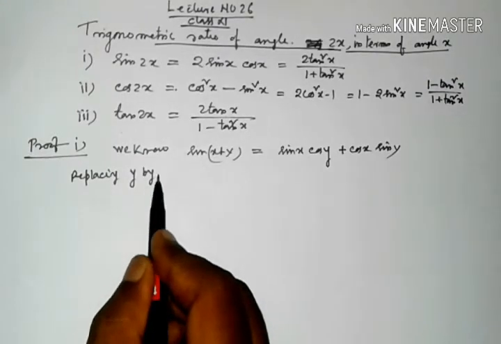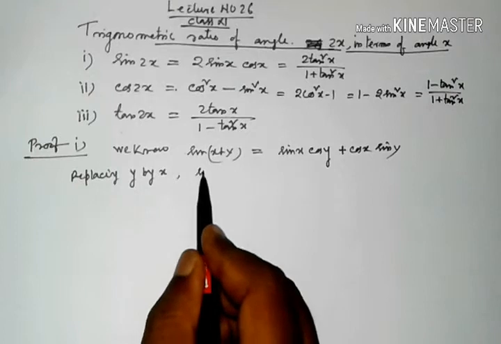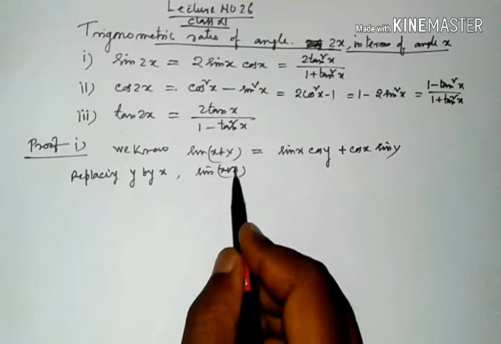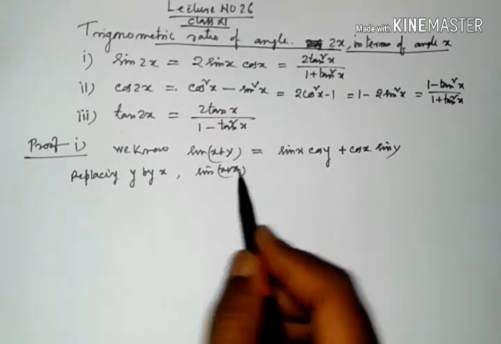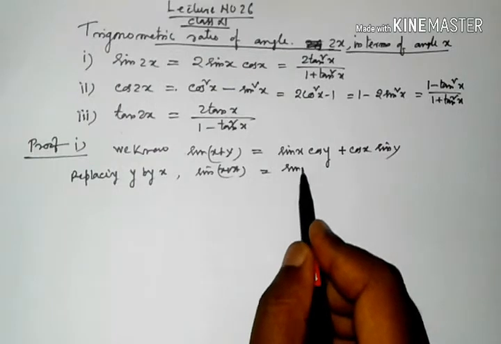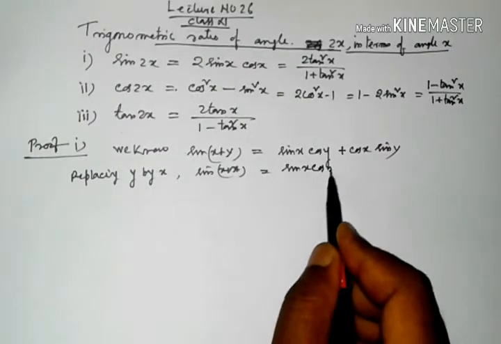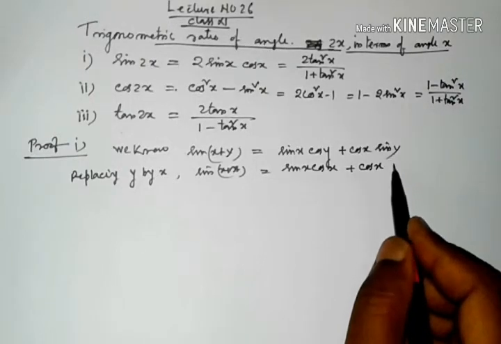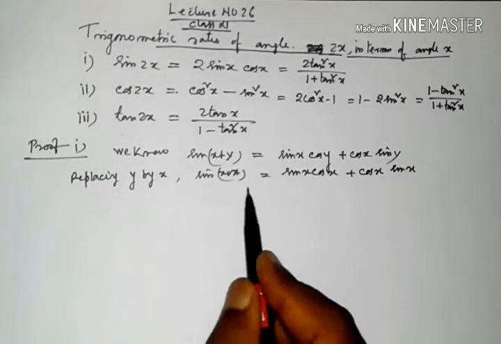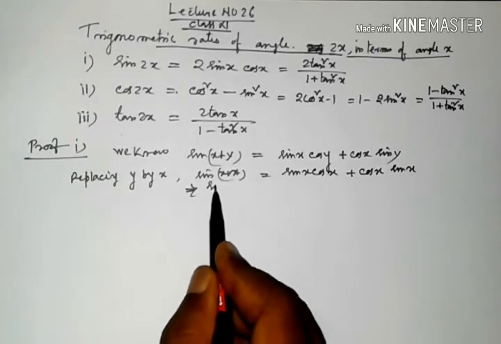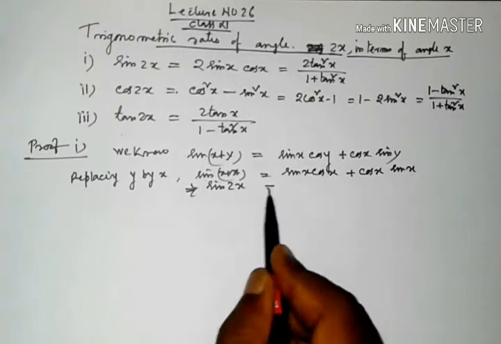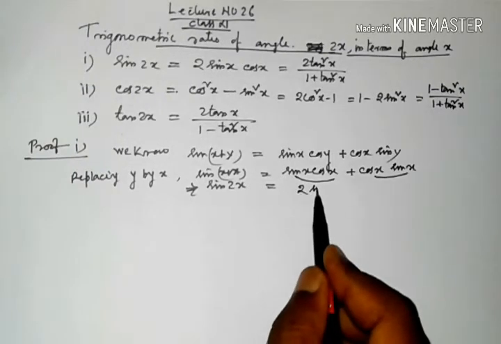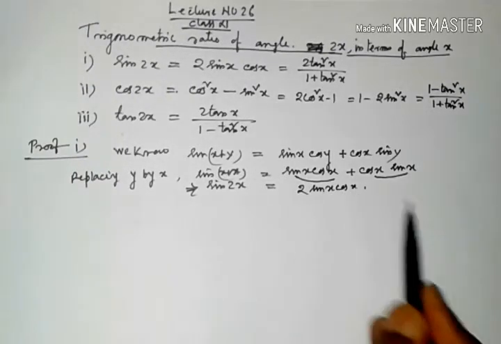If we replace y by x, here we get x plus x. In place of y, we write x here. Sin x, this is cos y, we write cos x. This is cos x, and this is sin x. This is sin 2x, sin x cos x. This is also sin x cos x. Therefore, 2 sin x cos x.